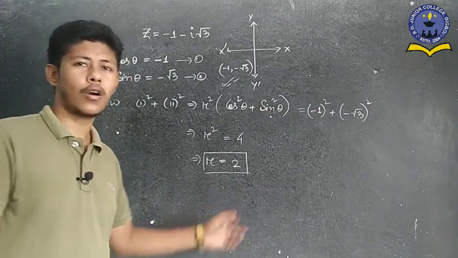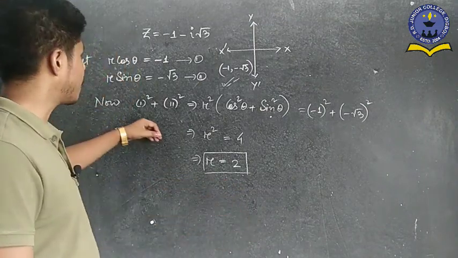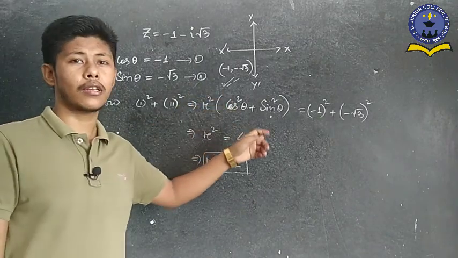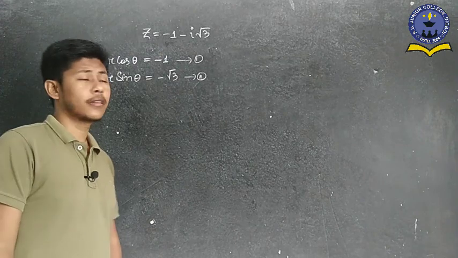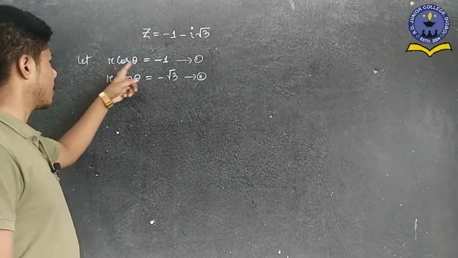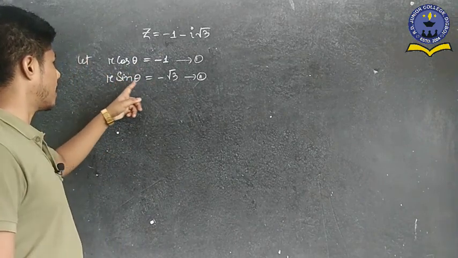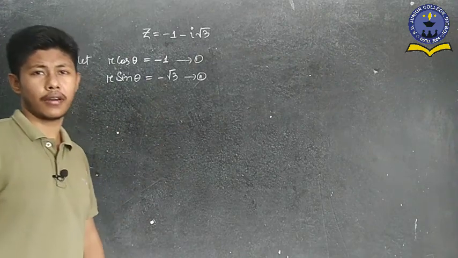Okay. Now next we have to find the value of theta. Theta means argument. Let's see how we can find it. To find theta, first of all, r cos theta equals minus 1 and r sin theta equals minus root 3.